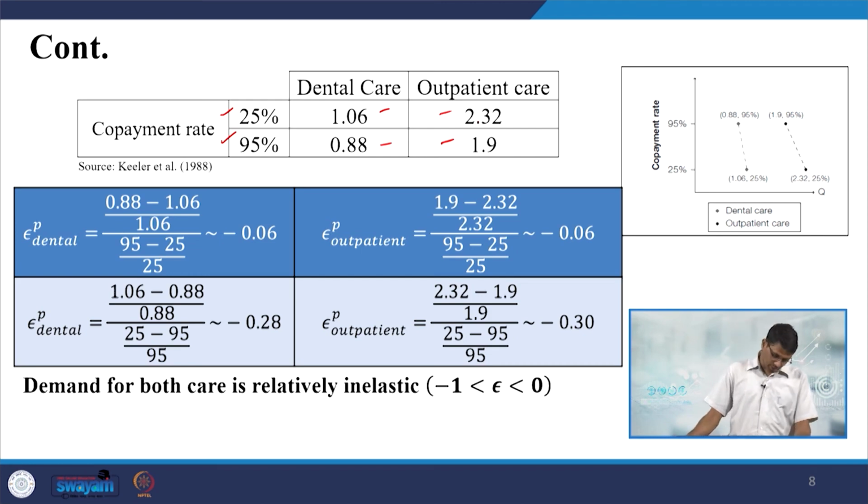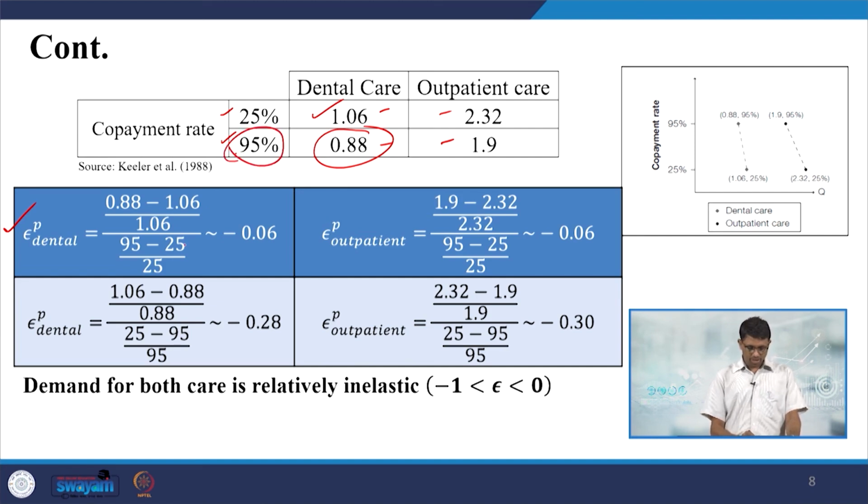We can calculate the elastic demand for the dental one. In the first case, your starting point is the number of cases, that is Q, the first 0.88 minus delta Q. So, minus 1.06 divided by 1.06, whole divided by 95, which is considered as a proxy of price. So, 95 minus 25 divided by 25. So, this boils down to minus 0.06.